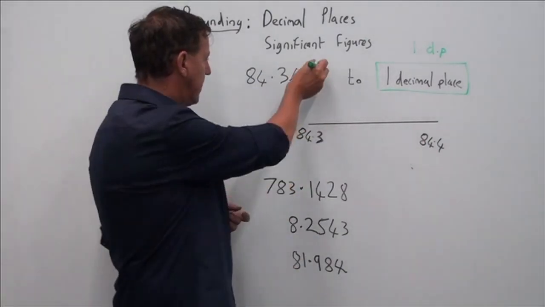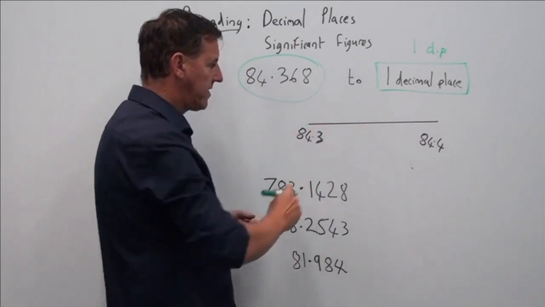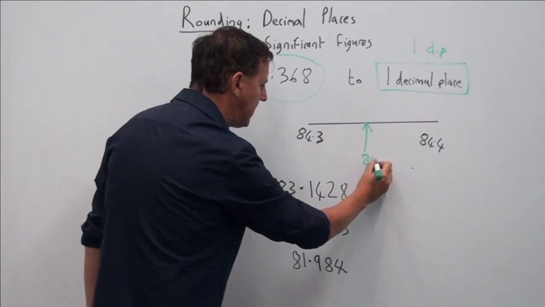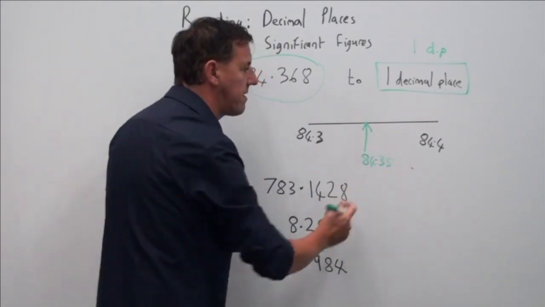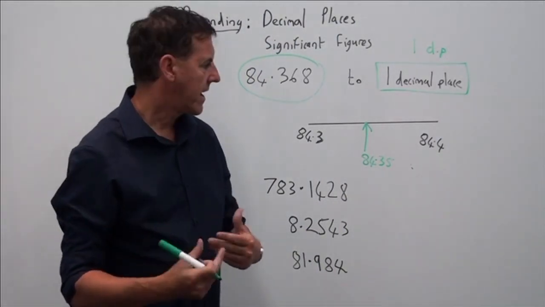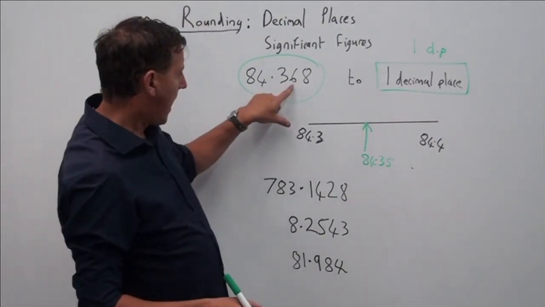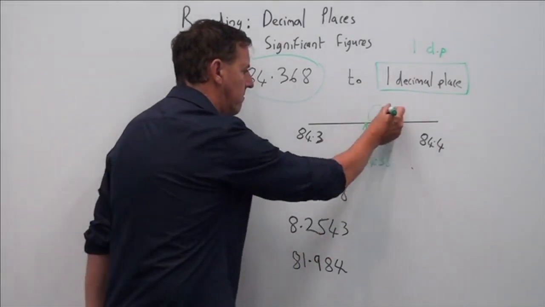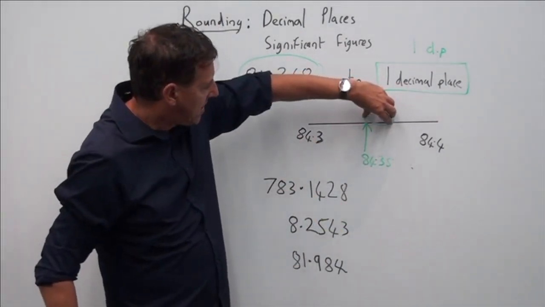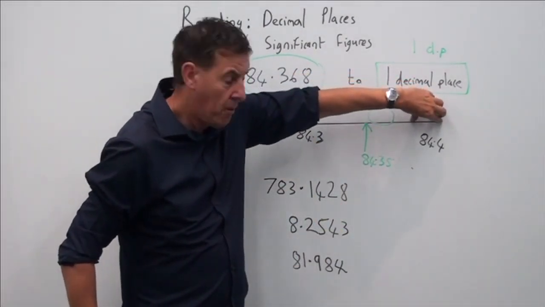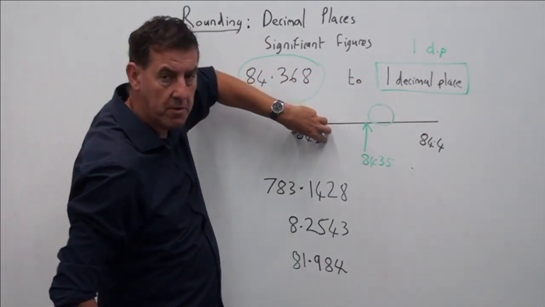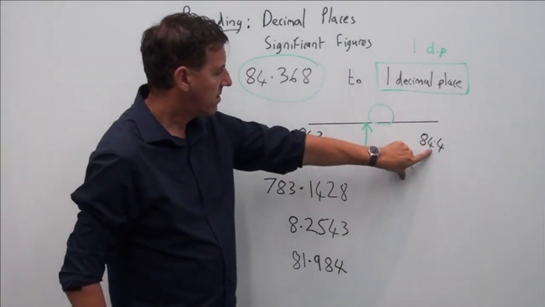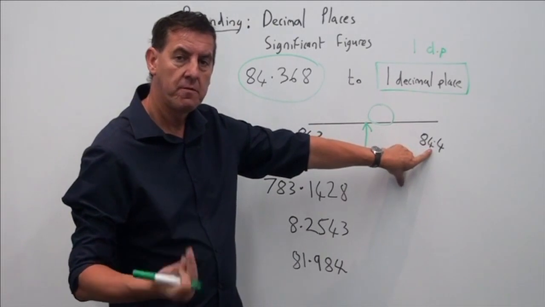Well, if you actually placed this whole number on this line, if I go right to the middle of this line, you can see that that would be 84.35. Right in the middle of 84.3 and 84.4. So 84.368 is clearly around this stage, somewhere in here. So it is closer to 84.4 than it is 84.3. So if I am rounding that number to 1 decimal place, I'm going to round it to 84.4.